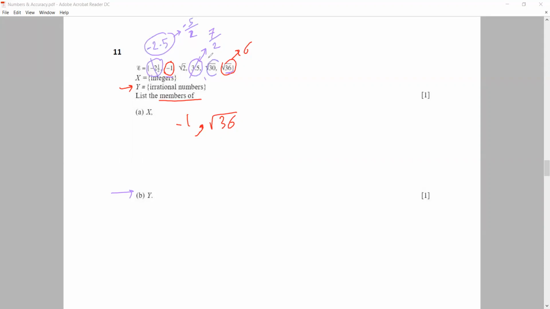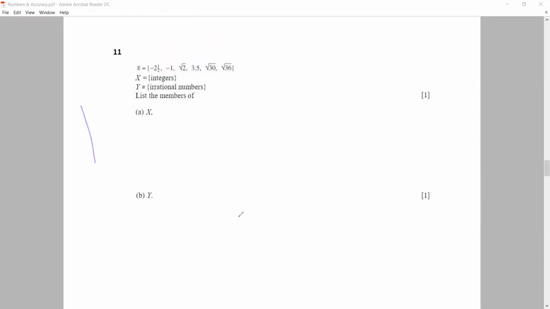However, the irrational ones are these two. And even if you key that in your calculator, you will see that you get a very weird number. And it's a decimal number with no pattern. So basically the answer is square root of 2 and square root of 30. Okay, having said that, we move on to the next question.